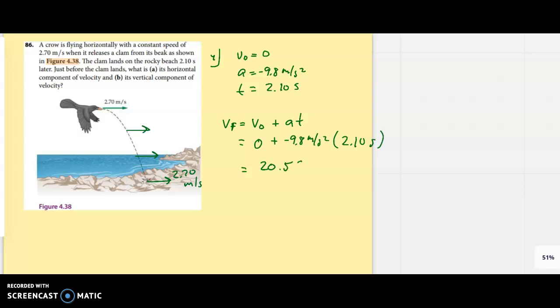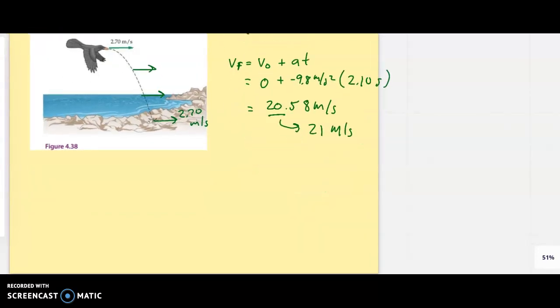negative 20.58 meters per second. We're just going to round that to two significant figures, make that negative 21 meters per second.